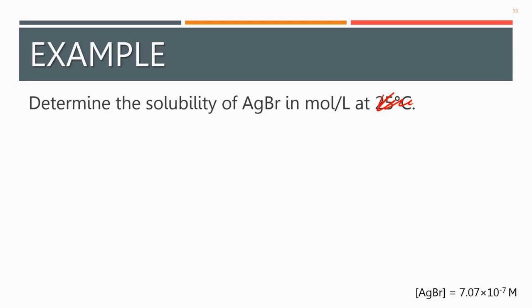So what are we going to do? We're going to calculate the solubility based on the KSP that is provided to us in the table in our reference book. So when I look up the KSP for silver bromide, AgBr, I find it to be 5.0 times 10 to the negative 13.